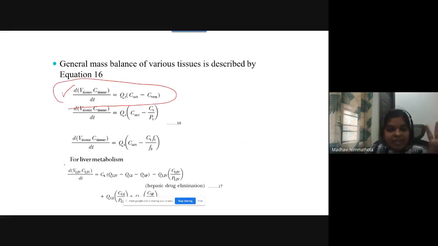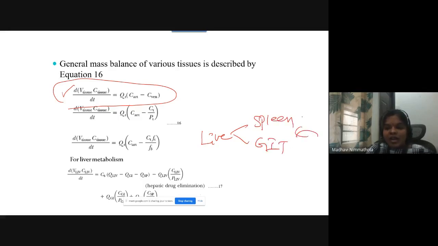And then if it is liver metabolism, I already told you in case of liver you need to remember the spleen and GIT. Why? Because here the artery is bringing the drug inside, and then here the vein is leaving the drug outside. So for that reason, whenever you want to calculate the liver metabolism, you need to calculate GI and SP. SP is nothing but the spleen. See, this is our basic equation, no? You have to substitute your liver here.